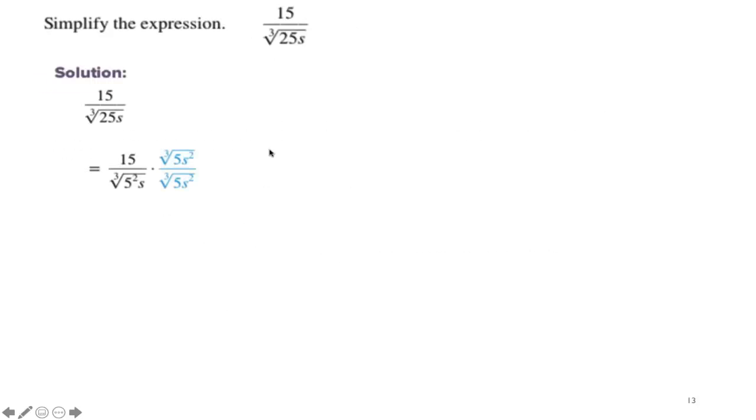Okay, same thing for this one. Again, I need to get rid of this cube root, so I need to multiply by another cube root, but I need to make it so that these terms will cancel with the cube root. And so 25 is 5 squared, so I need another 5 so that I will get a perfect cube. And then I have an s, so I need an s squared so that I get a perfect cube. And I multiply the top and bottom by the same expression.